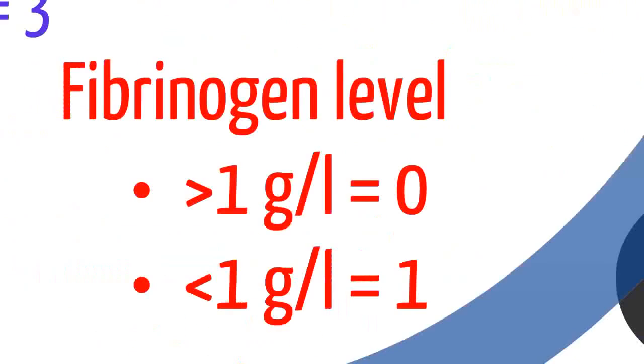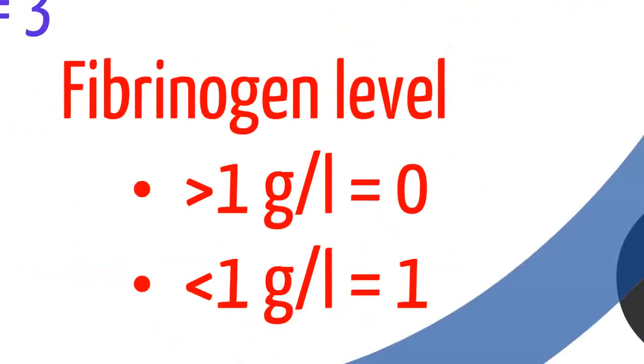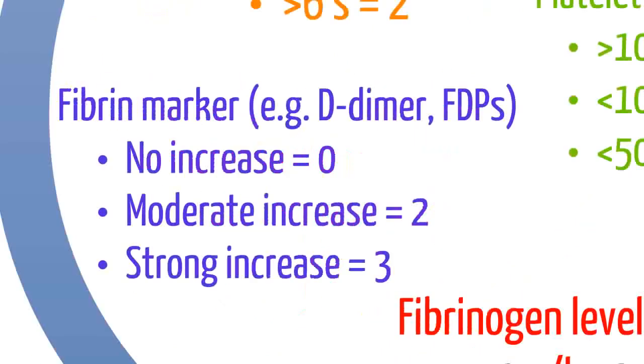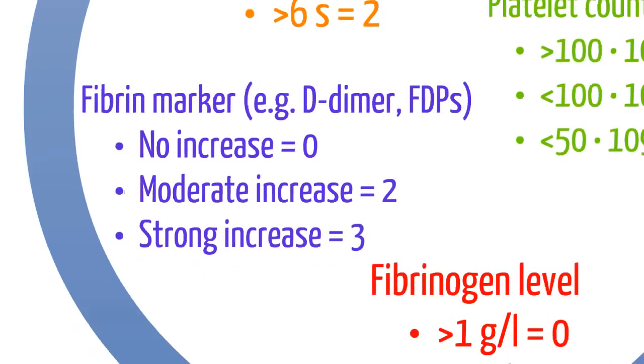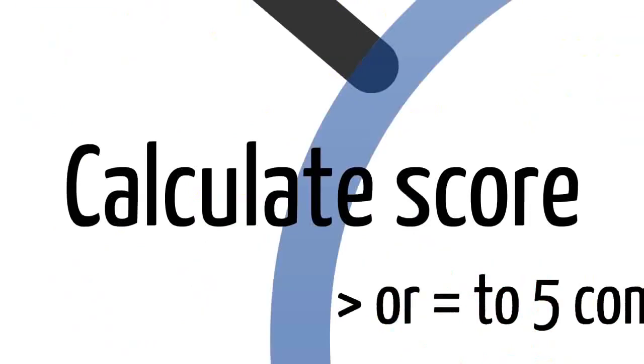Next, we'll talk about fibrinogen levels. So for a fibrinogen level greater than 1 gram per liter, you get 0. For a level less than 1 gram per liter, you get 1 point. Now let's move on to fibrin markers, so D-dimer or FDPs. If there's no increase, you get 0 points. If there's a moderate increase, you get 2 points, and a strong increase, you get 3 points.